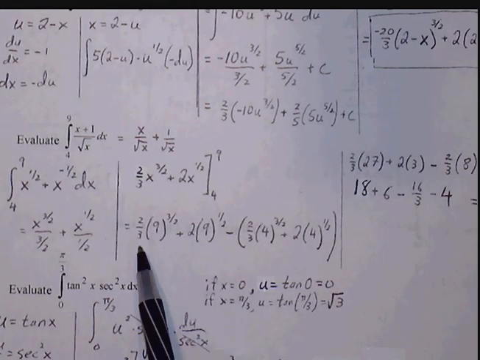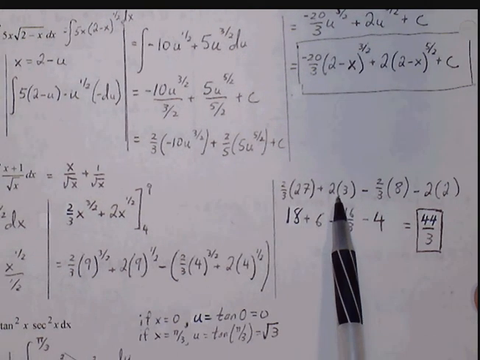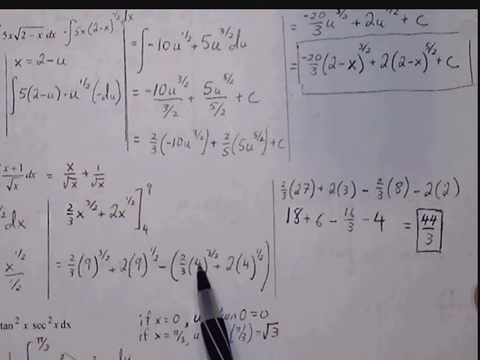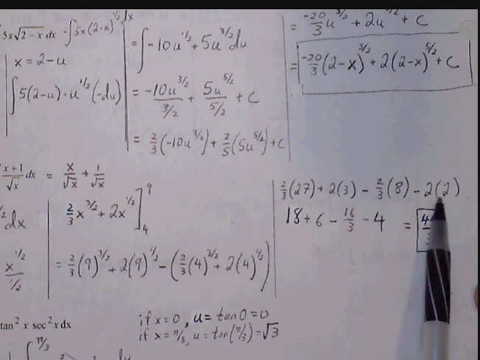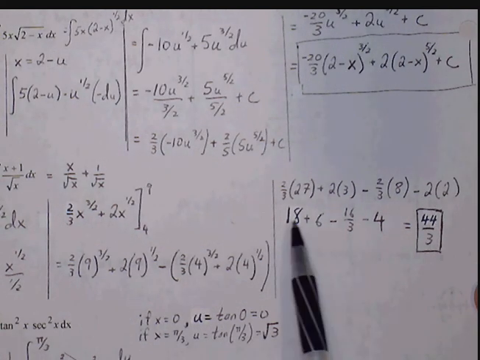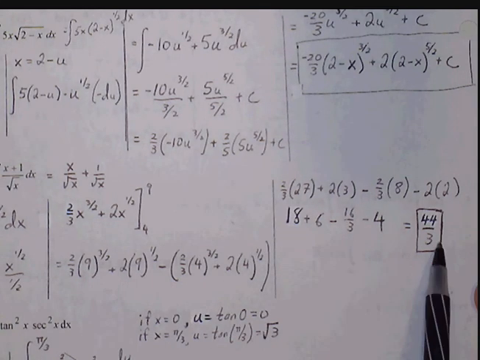Okay. All this reduces to be 2/3 times 27, 2 times 3, 4 to the 3/2 becomes 8, 4 to the 1/2 becomes 2. So combine these terms, and then we add fractions, or combine these terms with the fraction, we get 44/3.